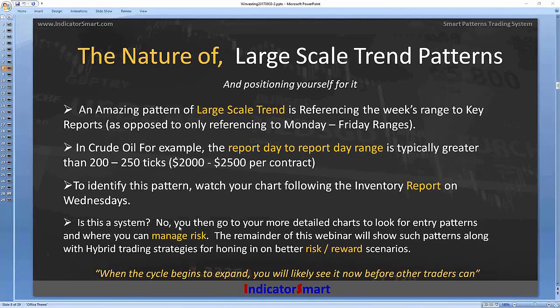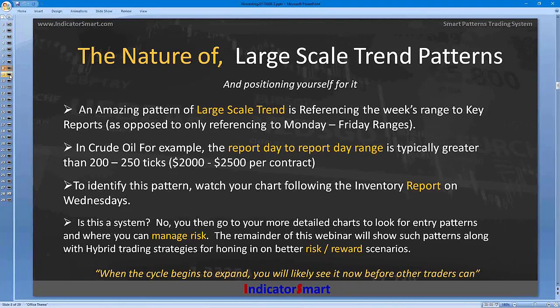So in the remainder of the webinar, I'm going to show you some patterns for hybrid trading strategies and honing in on better risk-reward scenarios within this larger framework that we're talking about. When the cycle begins to expand, you'll likely see it now before other traders can. I have some fun little sayings that I put on the bottom of these slides for you. So let's take a look at what that's all about.